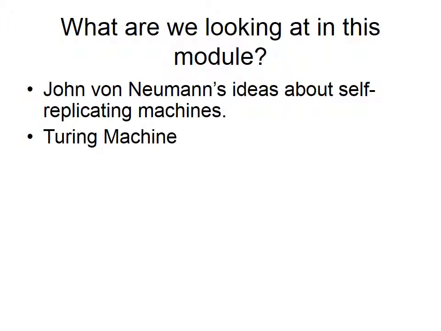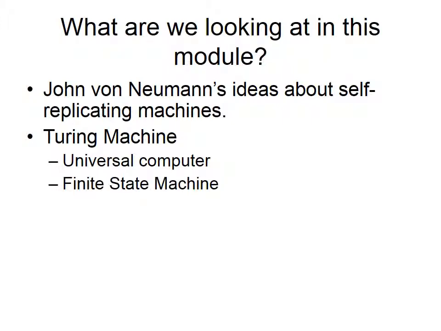Next, we're going to look at the Turing machine. This is a finite state machine. Turing machines are basically universal computers. All computers theoretically are based on a Turing machine. And finite state machines are interesting in that we can use these in order to do many, many different types of things.